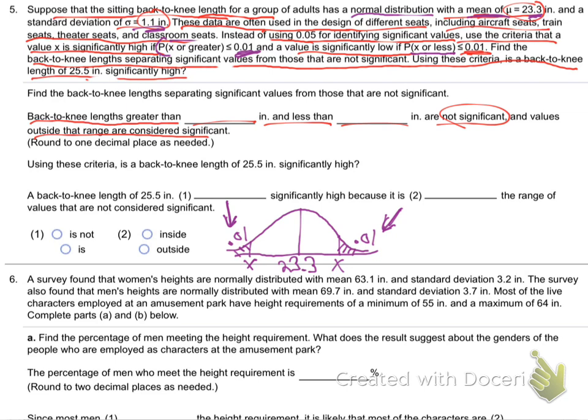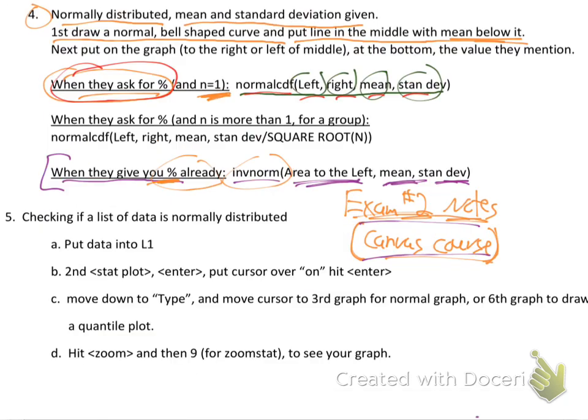We've got a middle, and they're asking me to find the value x that is significantly high, meaning the probability that you're there or higher is the top 1%, and significantly low, the bottom 1%. Okay, so I've got to find that. How do you do it? Well, notice they're giving me the percentage. When they give you the percentage already, it's going to be inverse normal: area left, mean, standard deviation.